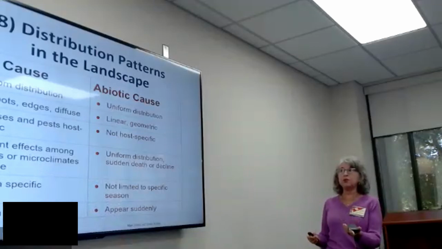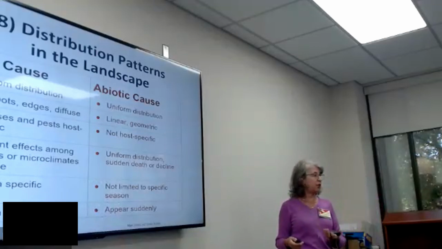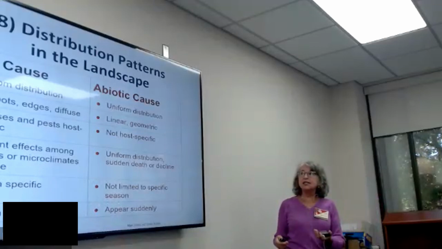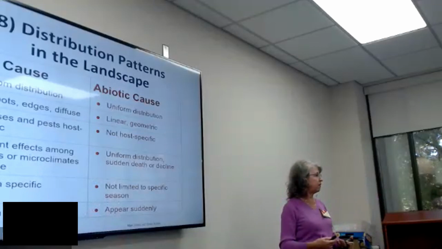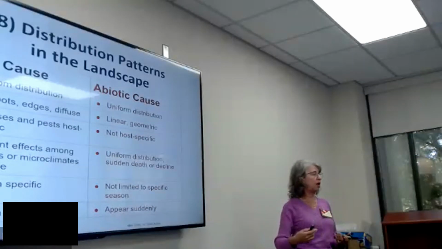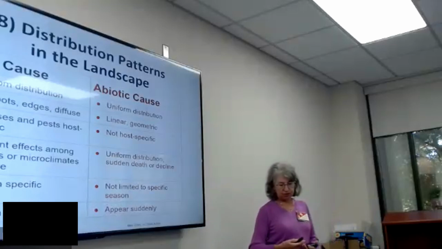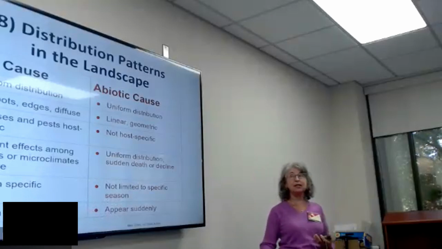So looking for distribution patterns, random versus uniform, can help you understand whether something's biotic or abiotic. Hot spots, or edges diffuse along the edge of a field, can help you understand that it's likely more a biotic cause versus something that's very linear. Remember last week Mike talked about, I think it was hellebores, with a water distribution so that you could gradually see how they changed along a line.